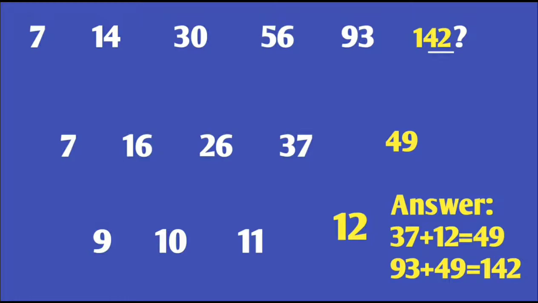So this also belongs to the double difference problem. The difference between 14 and 7 is 7. The difference between 30 and 14 is 16. The difference between 56 and 30 is 26. The difference between 93 and 56 is 37.